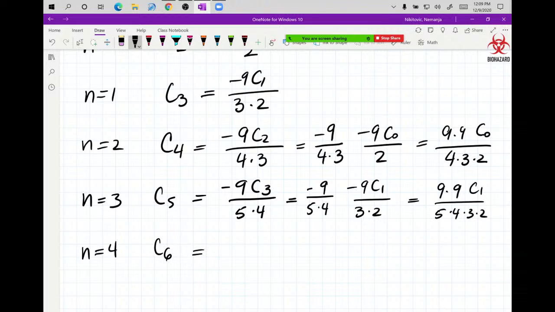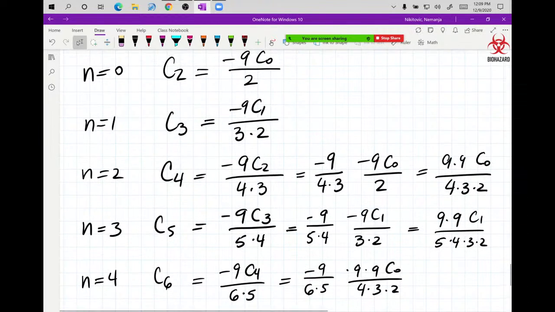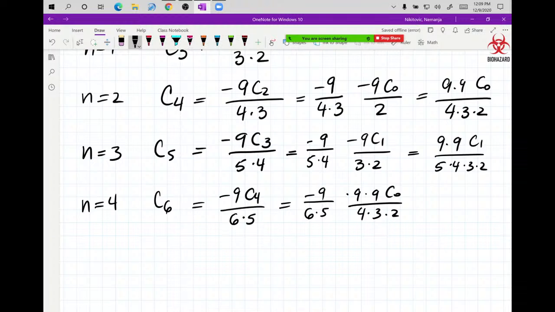C6 is going to be negative 9 C4 divided by 6 times 5, which is negative 9 over 6 times 5, and then C4 is 9 times 9 C0 over 4 times 3 times 2, and as you can see now, we're back to negative. So if you're looking at the C0 terms, look at the top: negative C0, positive C0, negative C0. So it's alternation. It jumps from one to another. So once we split it up later, we'll get that.